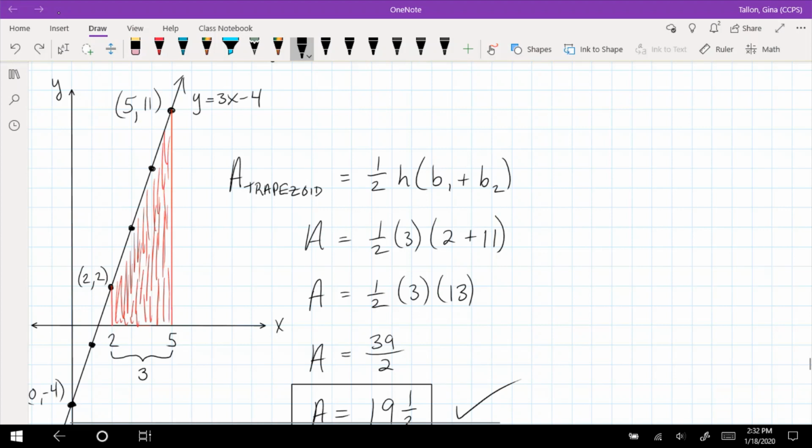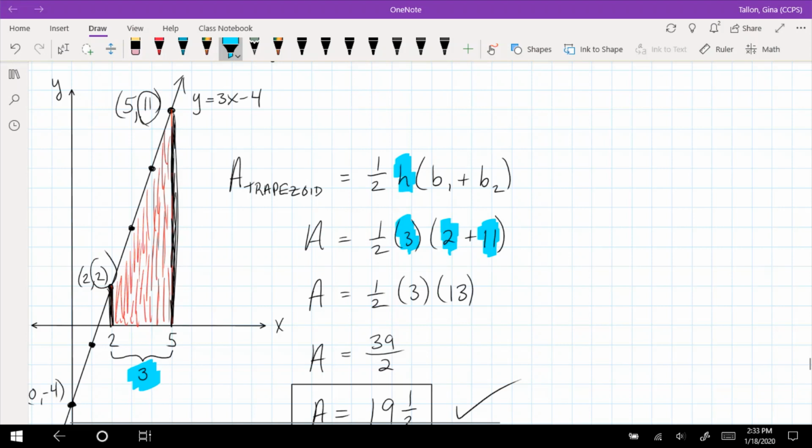So this is definitely a trapezoid. By definition, a trapezoid is a quadrilateral with exactly one pair of opposite sides parallel. So we have our parallel sides over here at x equals 2, and the other parallel side over here at x equals 5. Those are my bases. So my bases have heights of 2 and 11, which is why over here we have 2 and 11 substituting in for my bases. The height of this trapezoid is the distance between the two bases, and the distance between x equals 2 and x equals 5 is 3. So it's kind of like b minus a. The height of my trapezoid is 3.